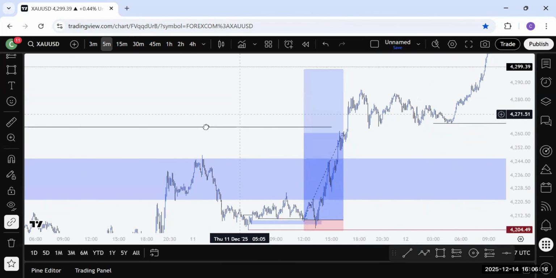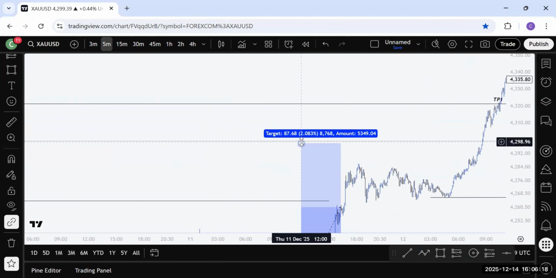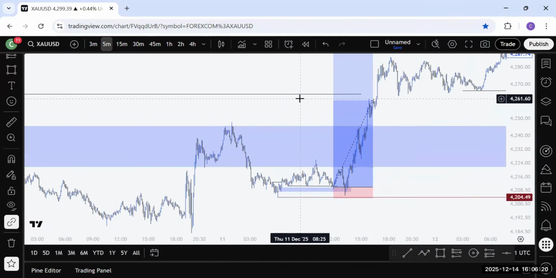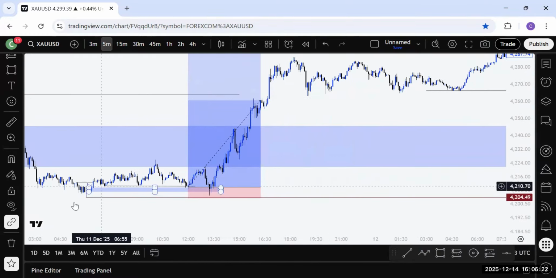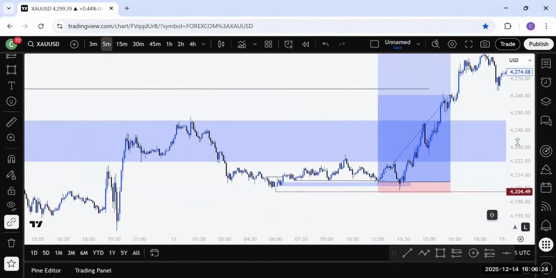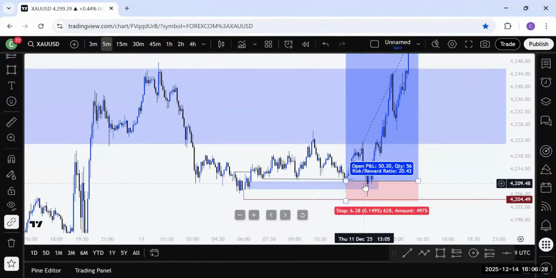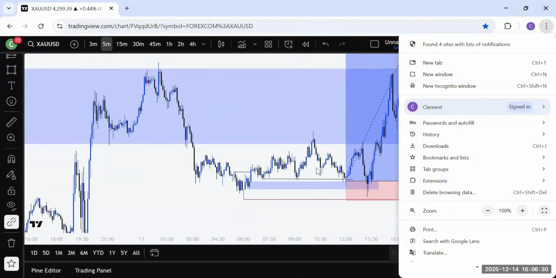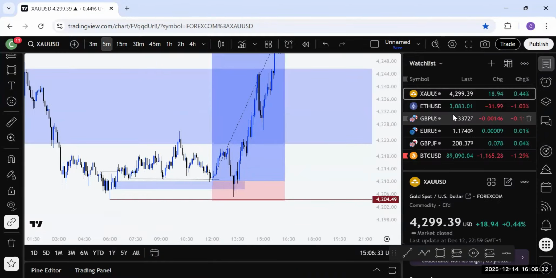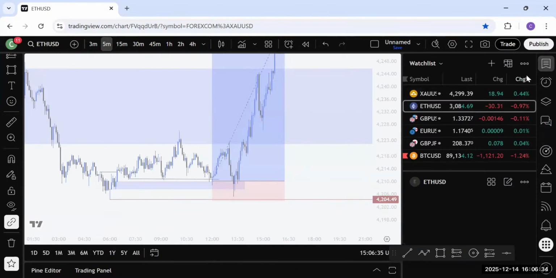There was an entry on gold last week. There was a particular entry here. That's how you get my entry on the lower time frame. You can see it's on the 5 minute time frame that this entry was gotten from. So let's go to the next pair, which is Ethereum.